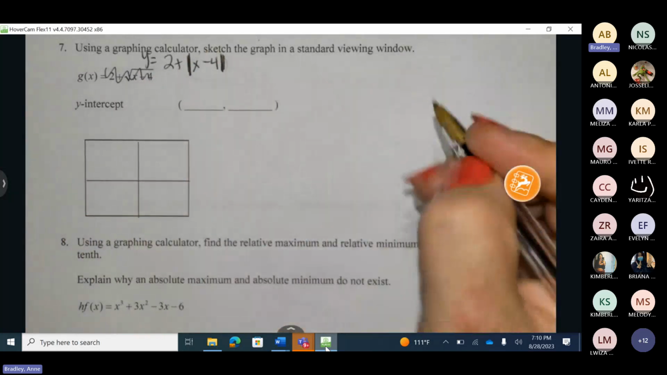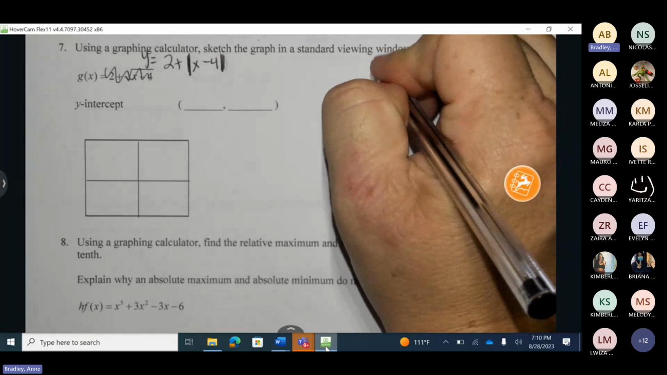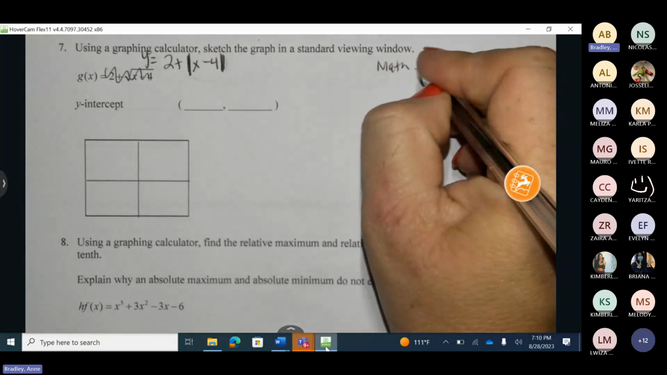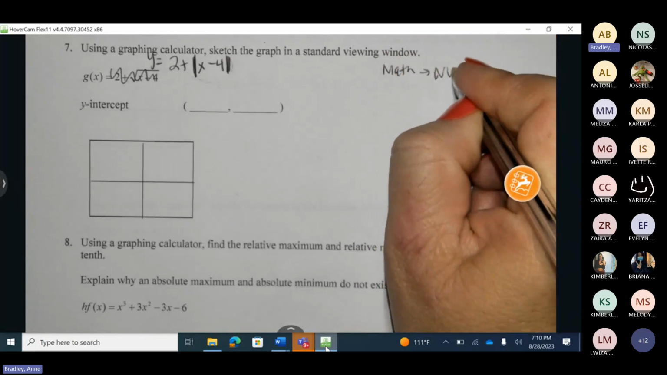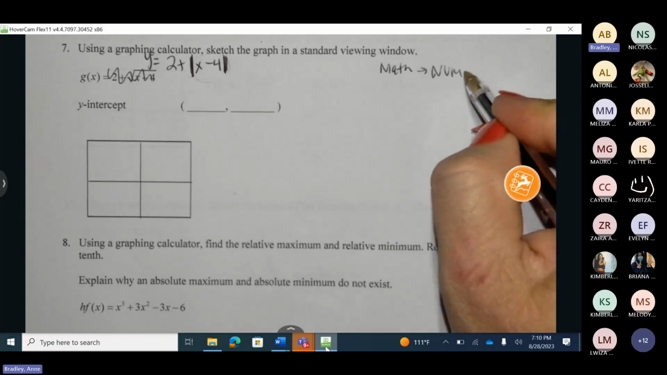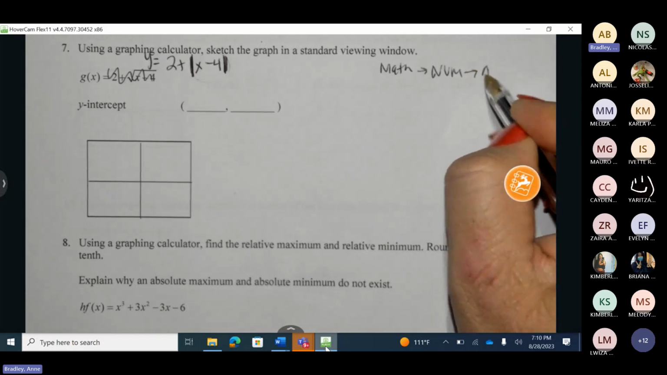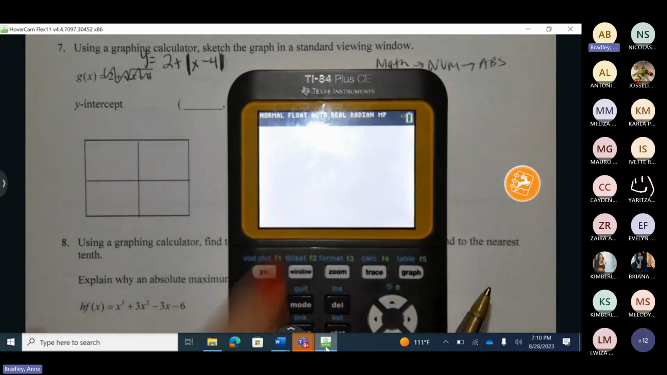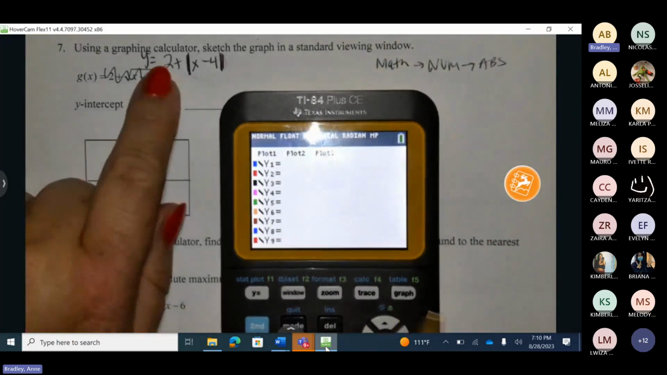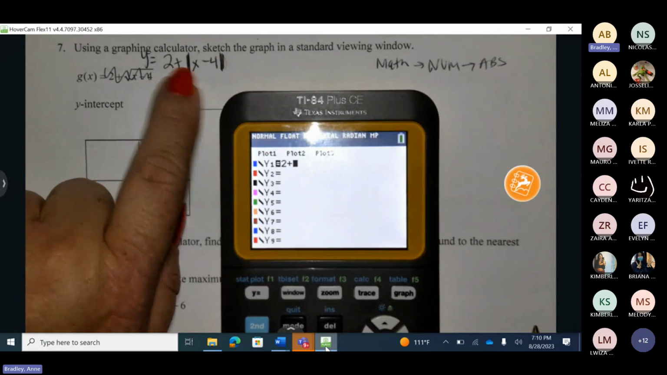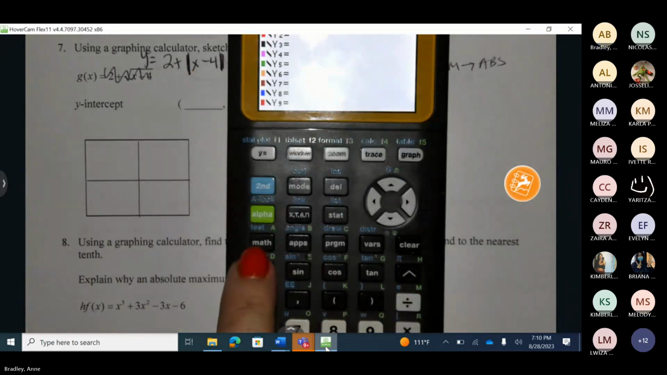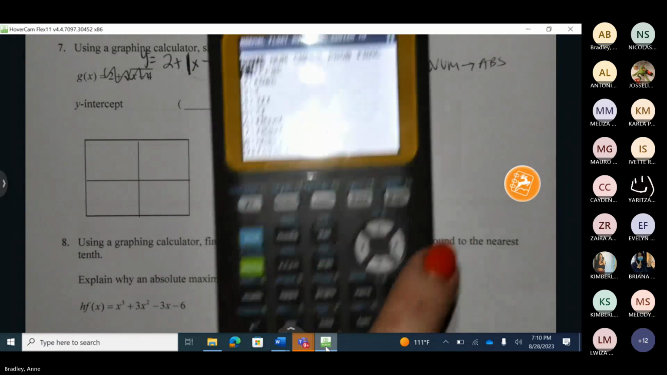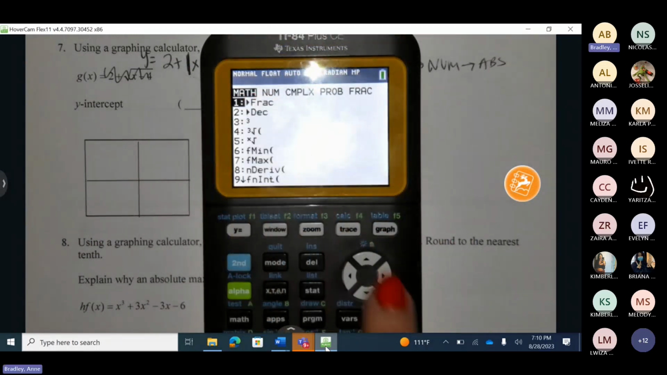How do you find this absolute value? I'm going to show you how to do that. You're going to hit the math key. Then you're going to scroll across the top to what appears like number, NUM. And the very first thing says ABS for absolute value. So I've cleared my calculator. I go up to y equals, and I start to type this in, 2 plus. Now, how do I make this absolute value? Find math. Now at the top, use this arrow to go to number. And it's the very first thing. You press enter.